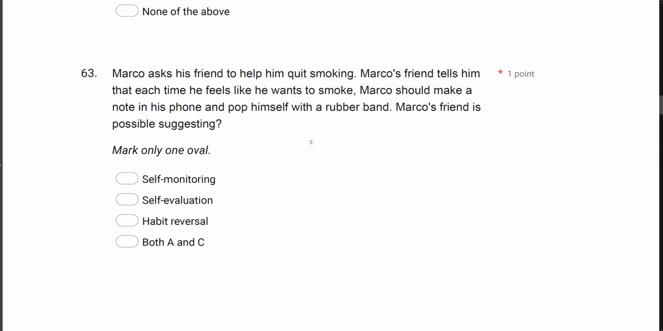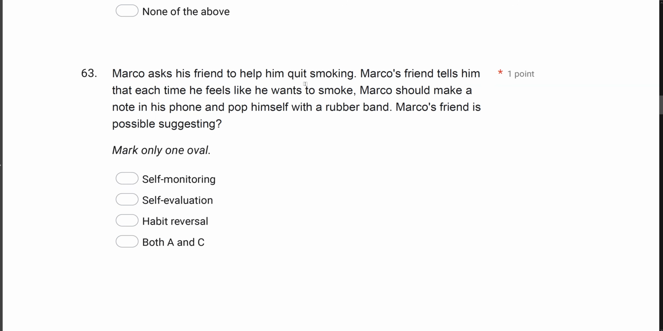Marco asks his friend to help him quit smoking. Marco's friend tells him that each time he feels like he wants to smoke, Marco should make a note in his phone and pop himself with a rubber band. Marco's friend is possibly suggesting what? So Marco's friend is suggesting what? And this is important because we're looking at Marco's friend's suggestion, not necessarily Marco, okay, even though we're going to look at Marco's behavior as well. And that's important on the exam because in a lot of questions, there'll be multiple people, multiple learners, multiple behaviors. You always want to pinpoint exactly what you're looking for and who you're looking at.